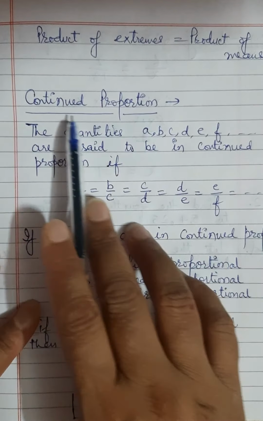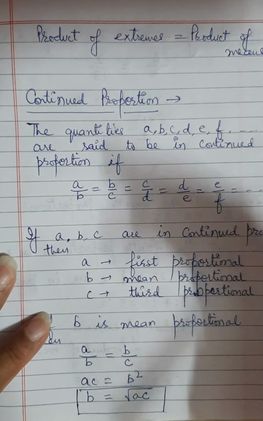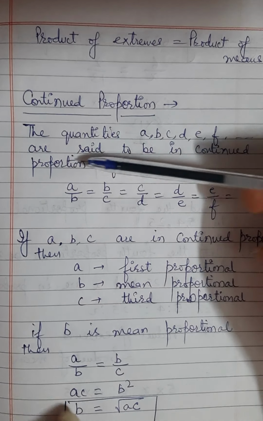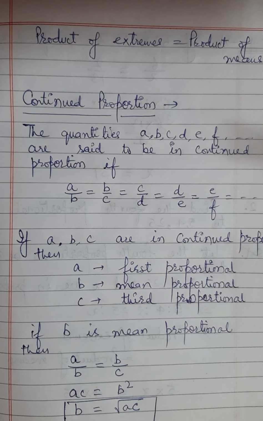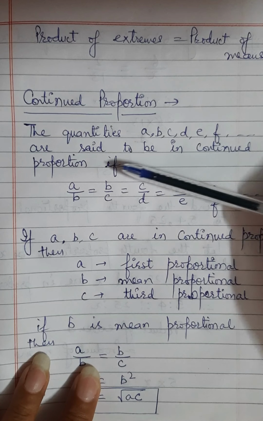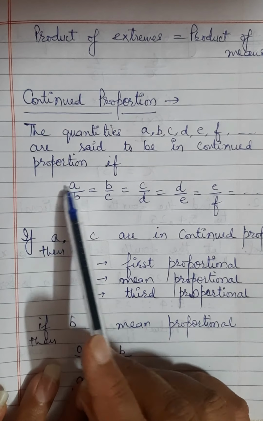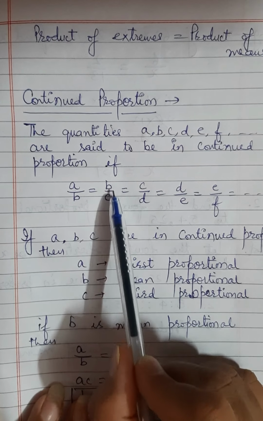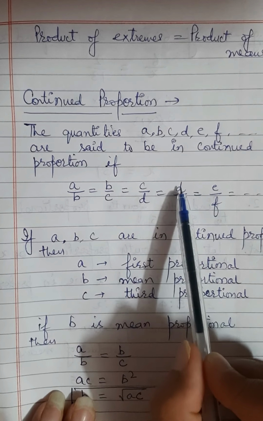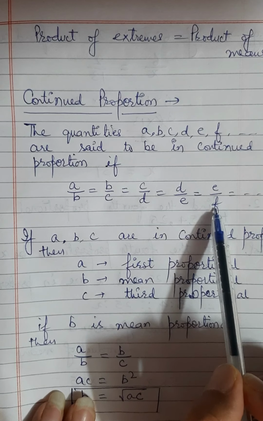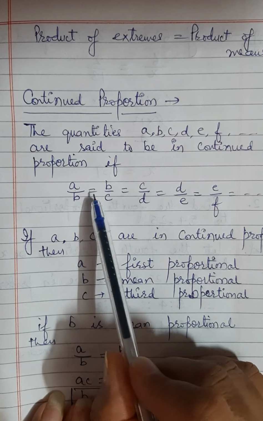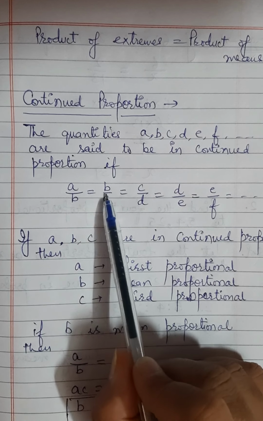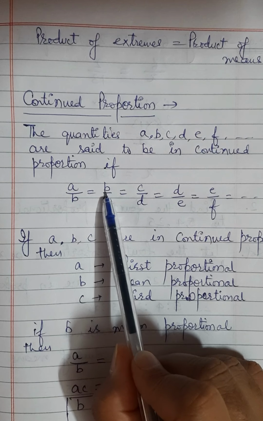Now another term is continued proportion. So what is continued proportion? If we are given many quantities, say A, B, C, D, E, F, G and so on, then they are said to be in continued proportion if they are in this form: A upon B is equal to B upon C is equal to C upon D is equal to D upon E is equal to E upon F. So you can see that the denominator of the first fraction is the numerator of the successive fraction, right?